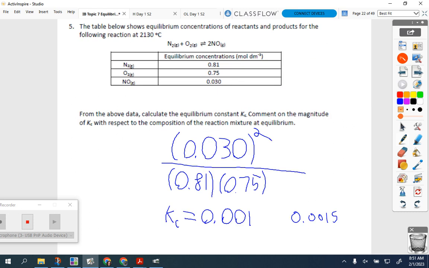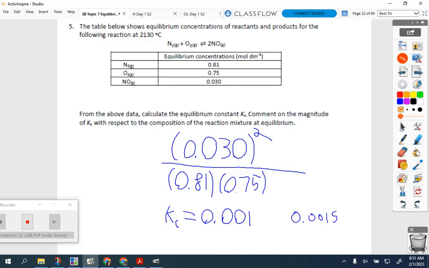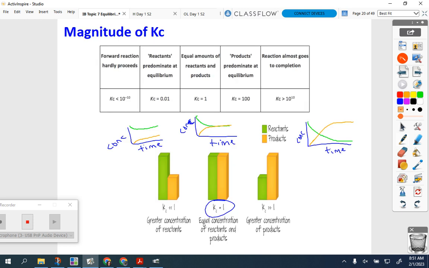We're looking at question 5 on page 9 in the study guide, and it's just a matter of formulating the expression for Kc, which is going to be the concentration of your products raised to the power of their coefficients divided by the concentration of the reactants raised to the power of their coefficients, which in this case is just 1. And we end up with a relatively small number for this, a number less than 1. And since numbers significantly less than 1 mean that we have a greater concentration of the reactants at equilibrium, our forward reaction happens, but not very much.